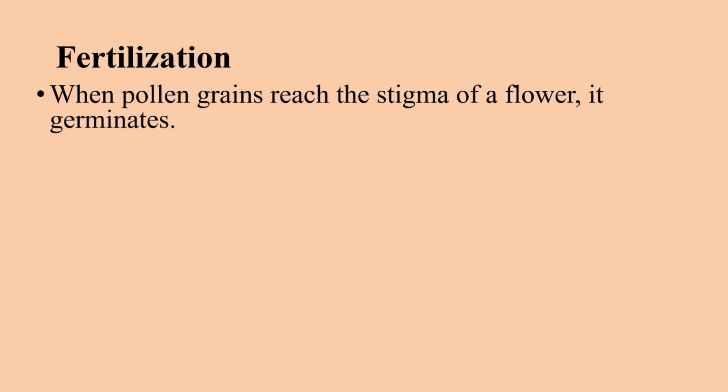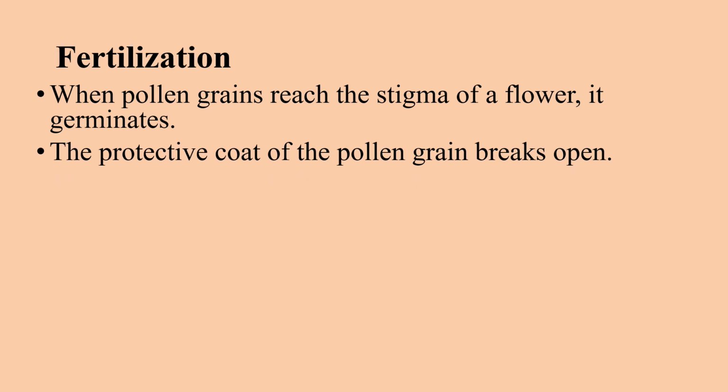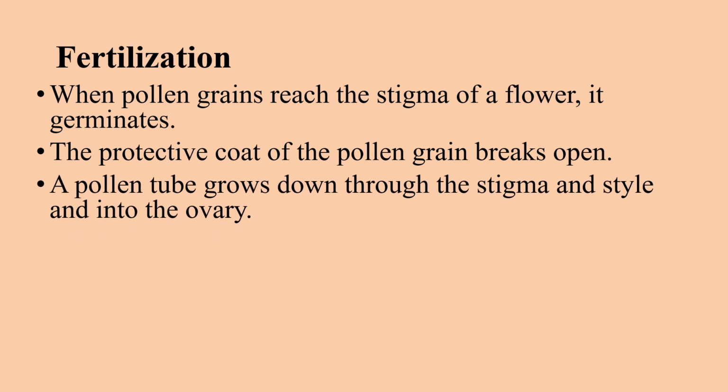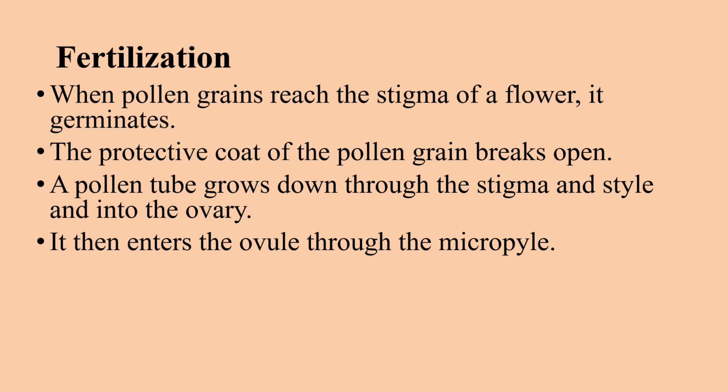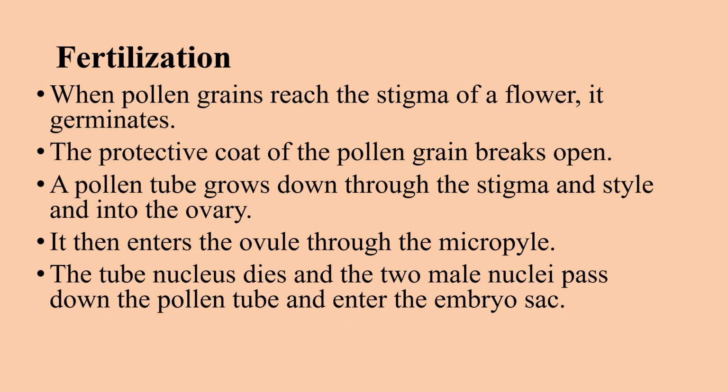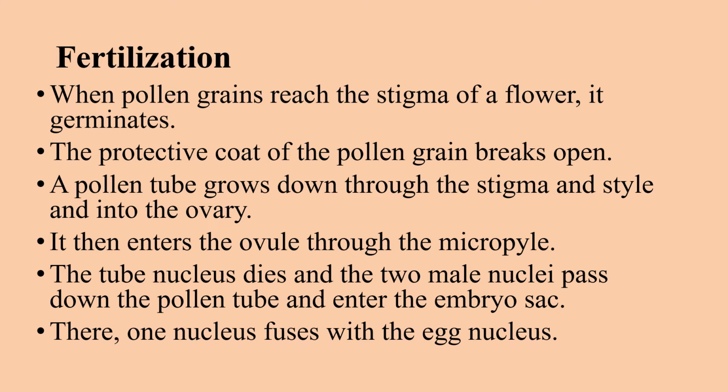Fertilization. When pollen grains reach the stigma of a flower, it germinates. The protective coat of the pollen grain breaks open. A pollen tube grows down through the stigma and style and into the ovary. It then enters the ovule through the micropyle. The tube nucleus dies and the two male nuclei pass down the pollen tube and enter the embryo sac. There, one nucleus fuses with the egg nucleus.